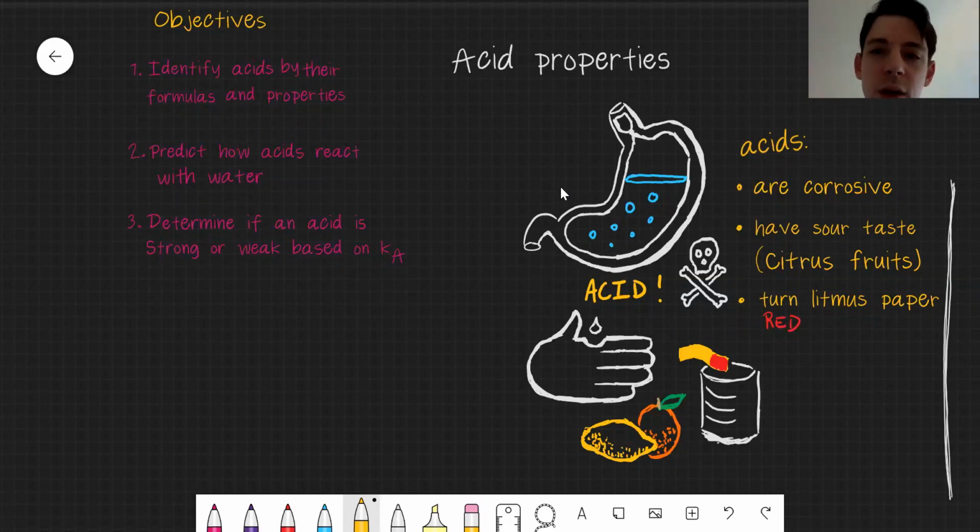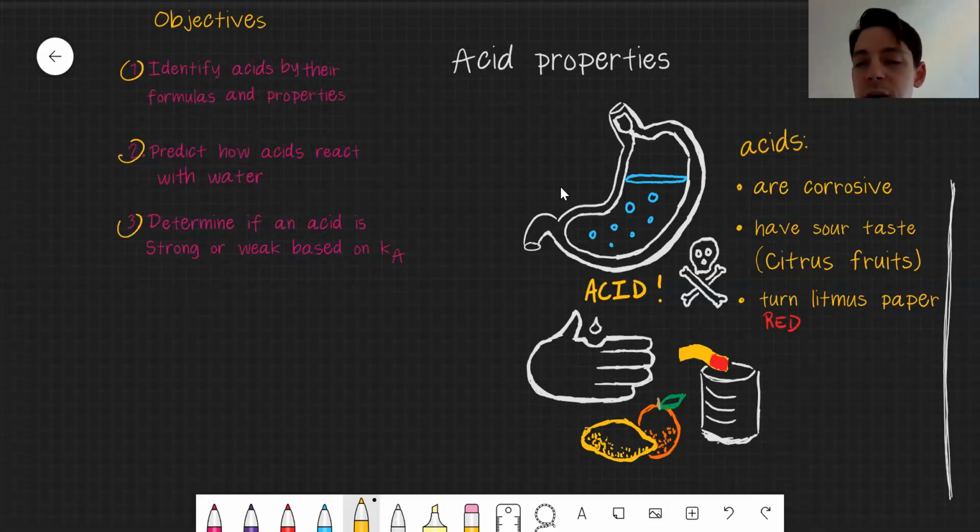Hello everyone. Today we are going to start learning about acids and their chemical properties. By the end of today's lesson, I hope that you'll be able to identify acids and bases by their formulas and properties, predict how acids react with water, and determine if an acid is strong or weak based on its Ka value, K being the equilibrium constant, and A signifying that it's for an acid. We'll learn a little bit about that later.